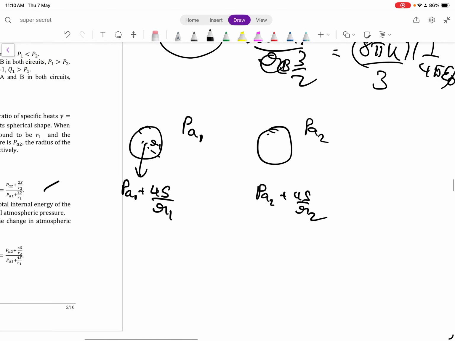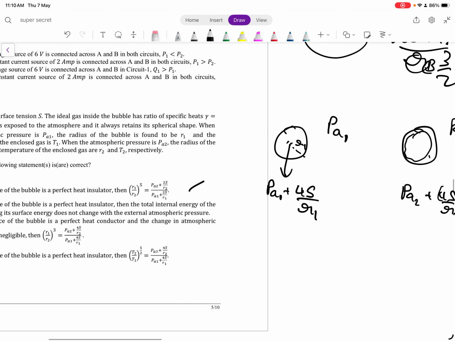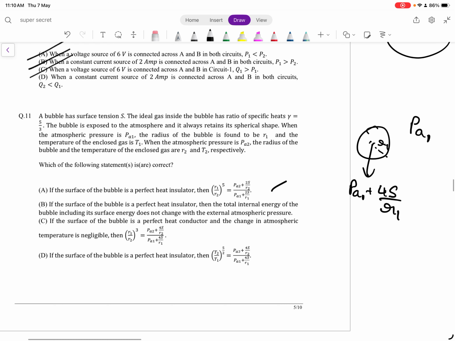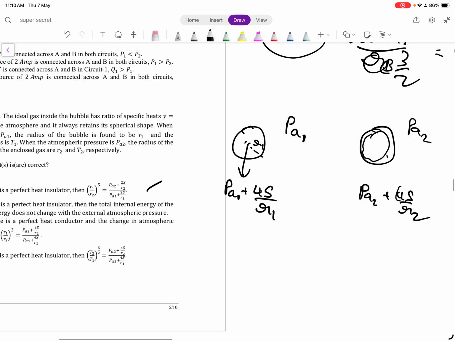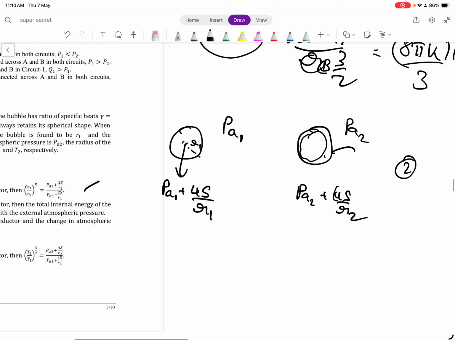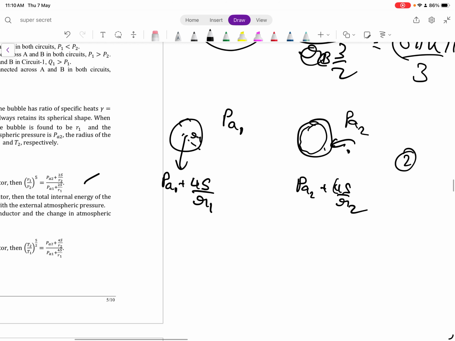It's a soap bubble, right? So it's 4S instead of 2S. I hope you understand that. It's a soap bubble, I'm assuming. To be fair, if it's a gas inside a bubble, that means the surface of the bubble is liquid. It has to be a soap bubble. It can't just be like a water bubble or something, right?